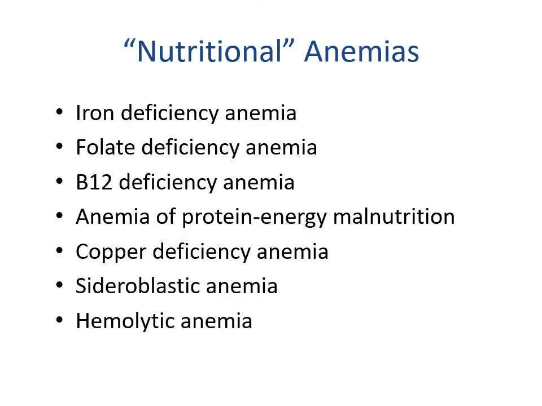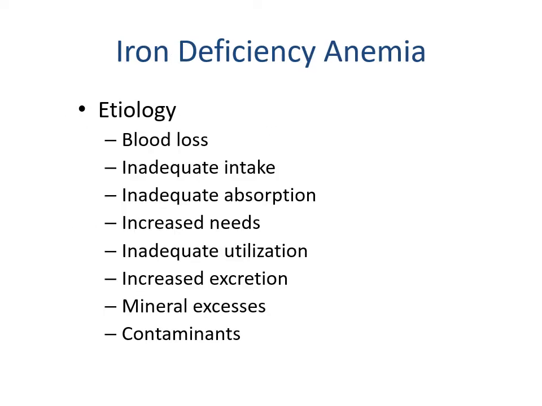Some of the nutritional anemias that we'll be reviewing are iron deficiency anemia, folate deficiency anemia, B12 deficiency anemia, anemia of protein energy malnutrition, copper-deficiency anemia, sideroblastic anemia, and hemolytic anemia. So first, looking at iron deficiency anemia. Causes include blood loss, inadequate intake, inadequate absorption, increased needs, inadequate utilization, increased excretion, mineral excesses or competition, and contaminants.